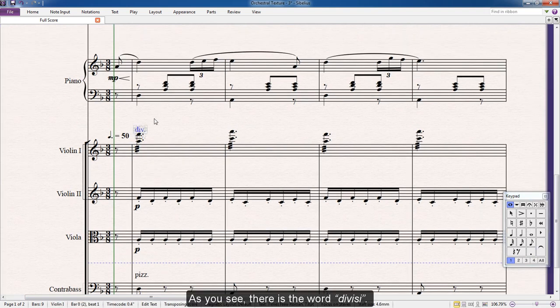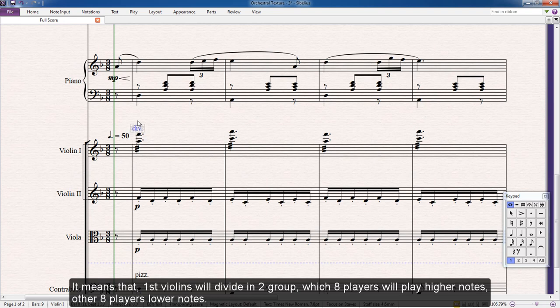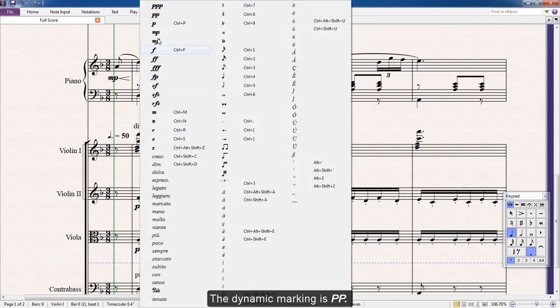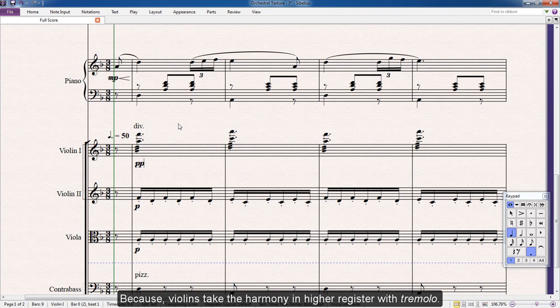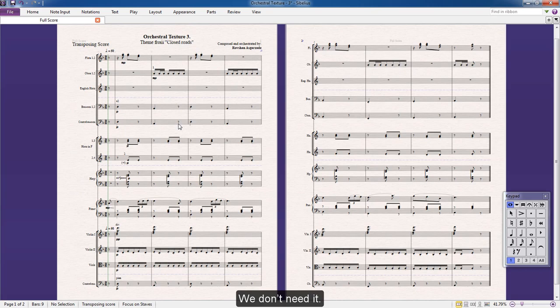As you see, there is the word divisi. It means that first violins will divide in two groups, where 8 players will play higher notes, other 8 players lower notes. The dynamic marking is pianissimo. Because violins take the harmony in higher register with tremolo, if I write piano or mezzo piano, they will sound louder than the melody. We don't need it.